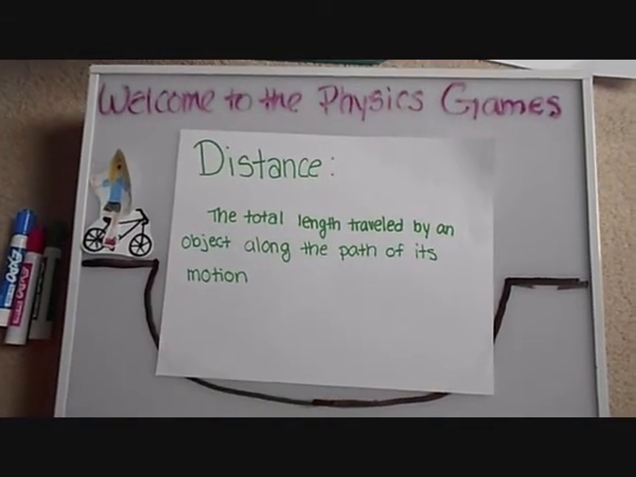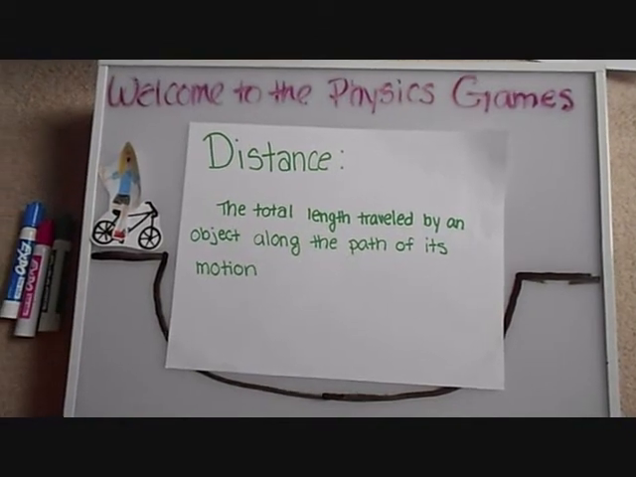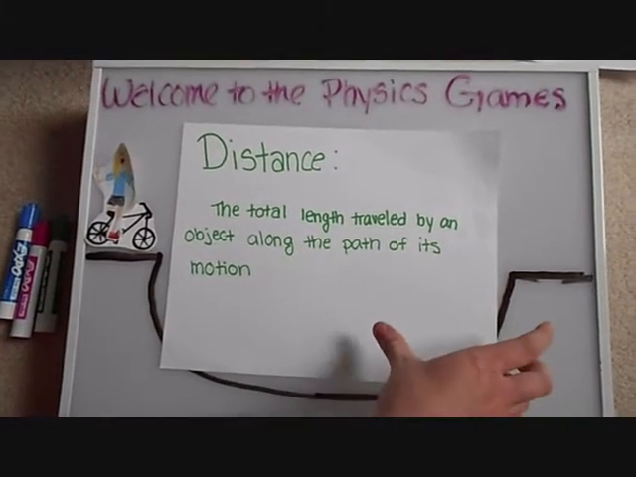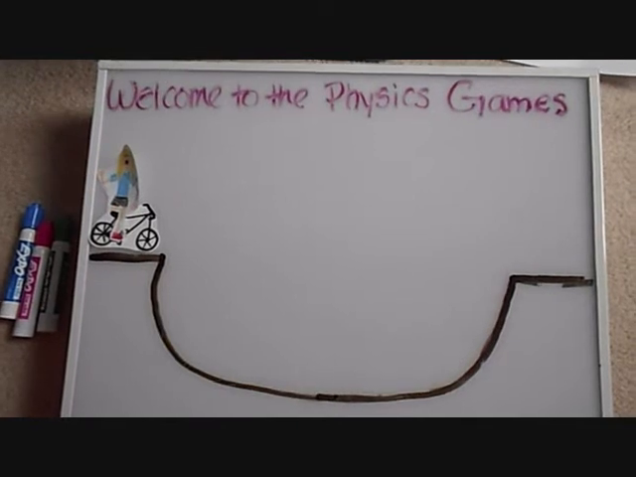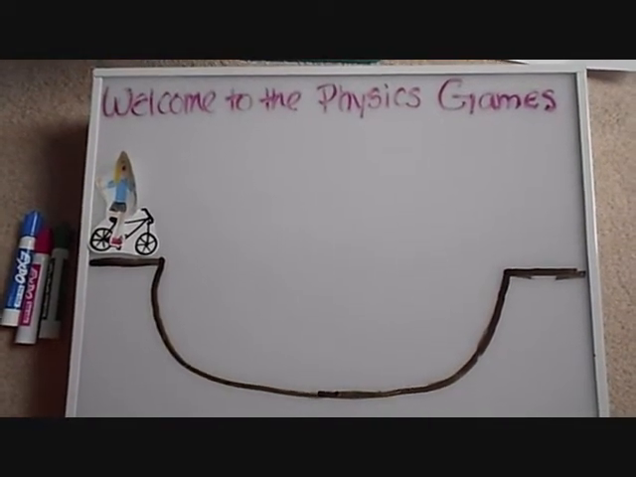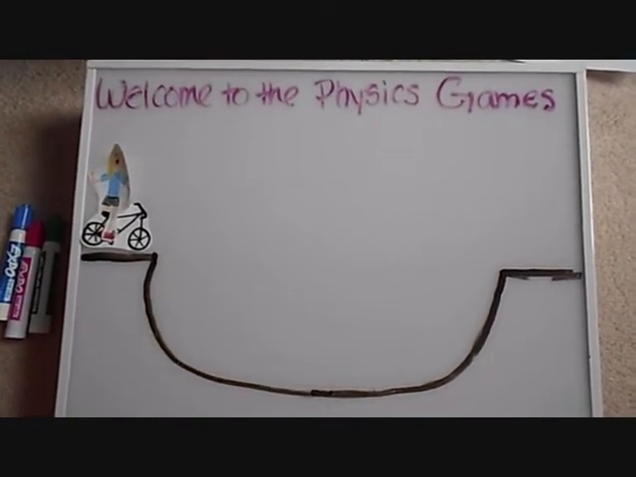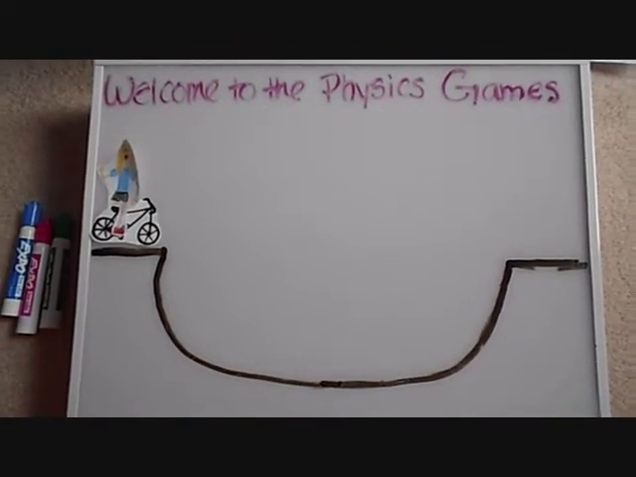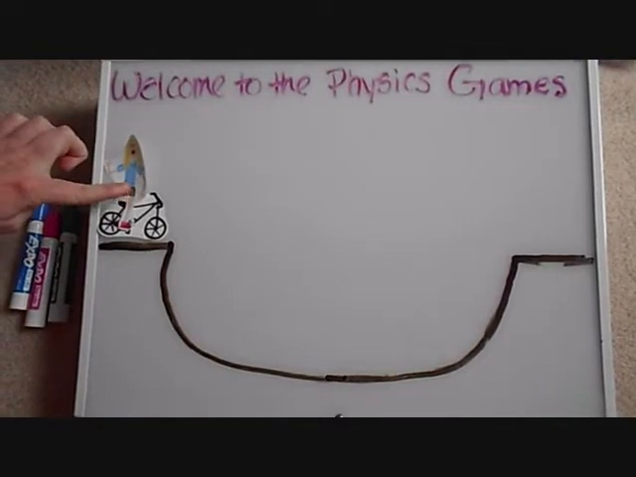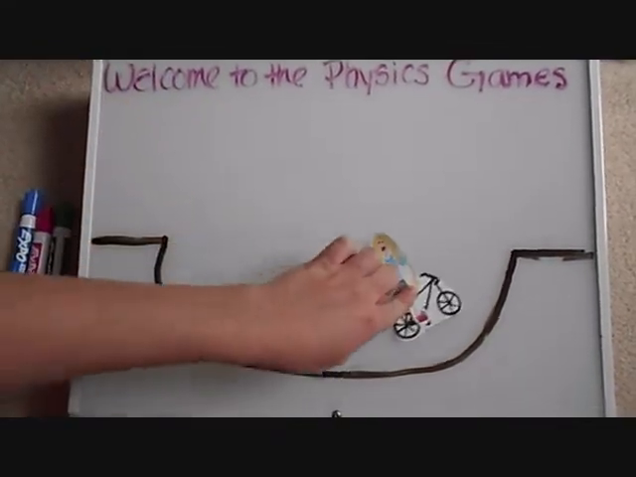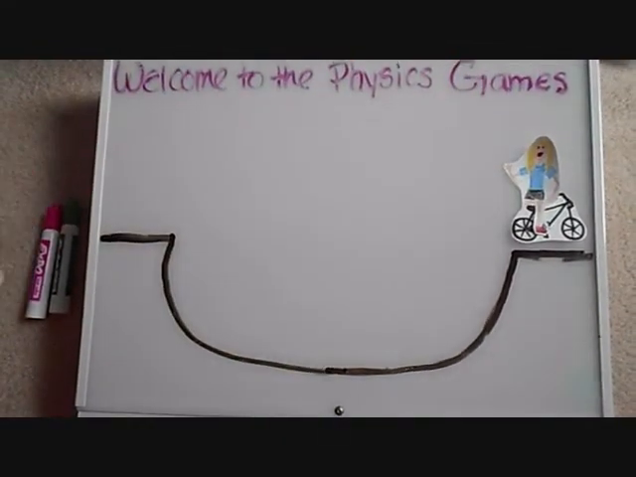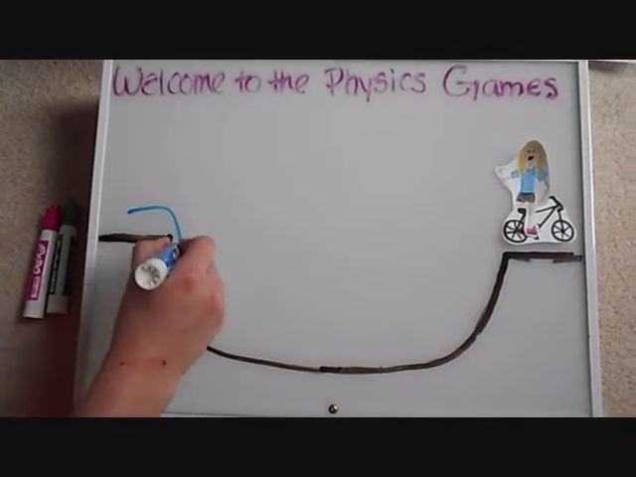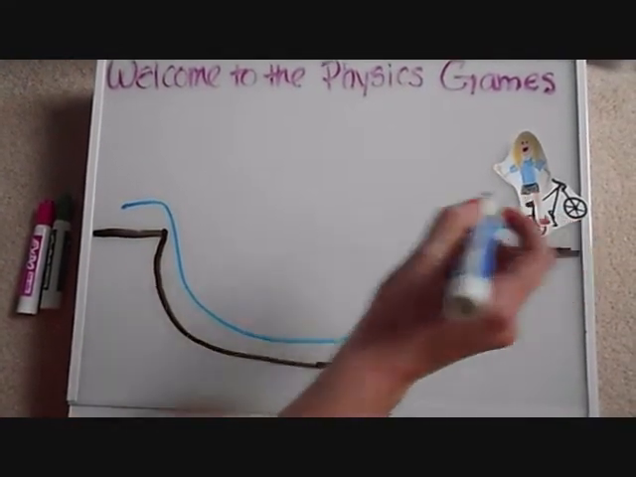Distance is the total length traveled by an object along the path of its motion. The distance Rachel travels can be modeled as a blue arrow following her through the air. As Rachel makes jumps, the arrow follows her and the length of her jumps are included in her distance. So if Rachel travels from this side of the ramp to this side of the ramp, her distance will look like this.